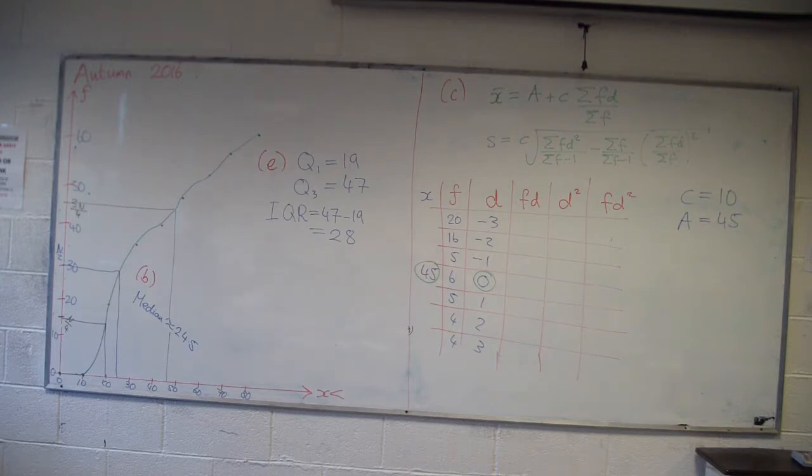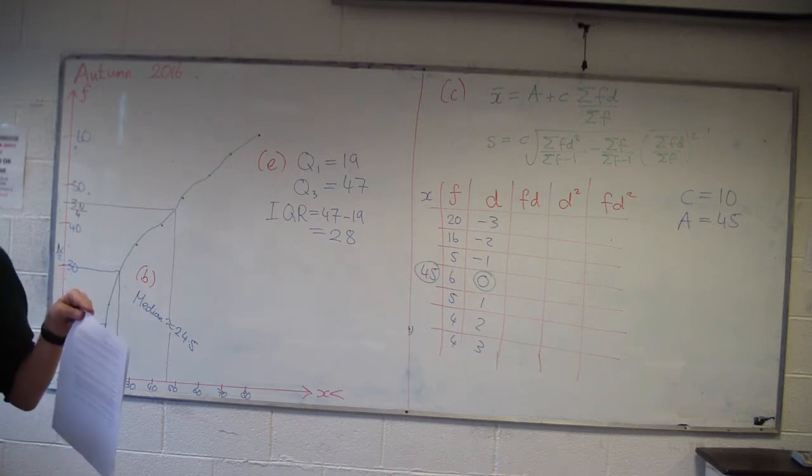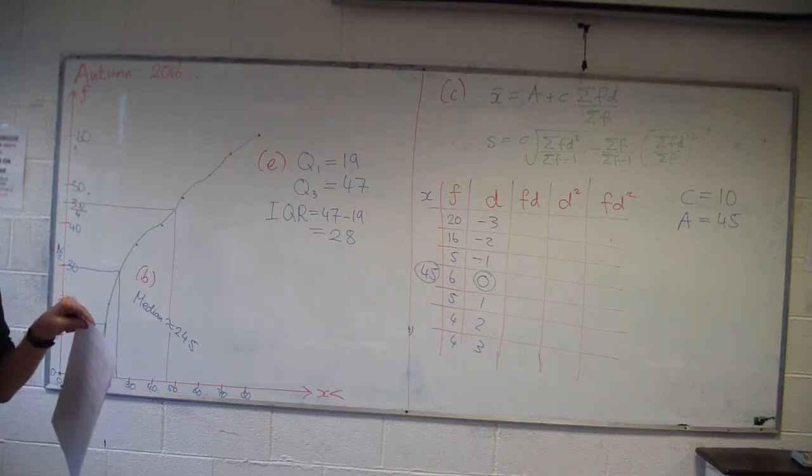If you watch the C, the C is the width of the interval. Now this one is a bit confusing. 10.5 to 19.5. It won't be 10. It'll say 10 to 20.